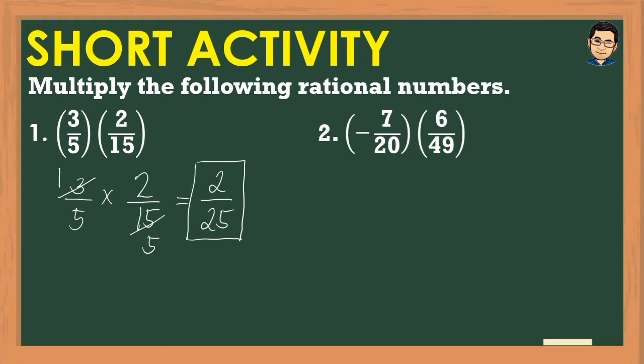So, make sure lang na habang pwede pa siyang i-factor, so meron ka pang nakikitang common factor sa mga numbers, so, i-cancel mo pa rin. So, para at least, pag final answer na, yun na. Next. Negative 7 over 20 times 6 over 49. So, write lang natin.